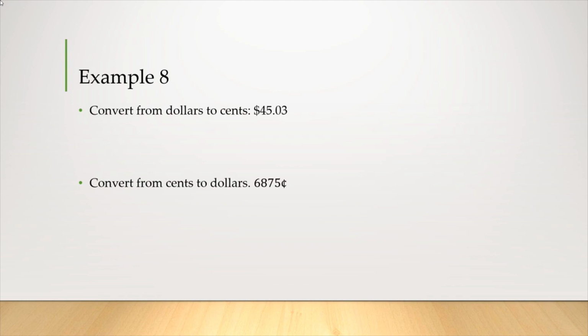All right, so now let's convert dollars into cents. And cents is like a percent, so you would move it 2 decimal places. So that would be 4,503 cents. And that's how you would convert $45.03. Now, how would you convert cents to dollars? You just move the decimal place over twice. So 1, 2, you get $68.75.